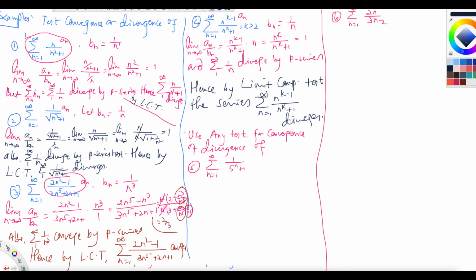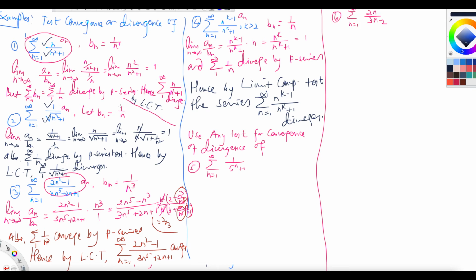If there is a polynomial or algebraic expression on the top and bottom, like n on the top and n squared plus 1 on the bottom, where there is a root under n squared plus 1, then this test is applicable. But if there is a log or exponential, then this test may not be very useful.